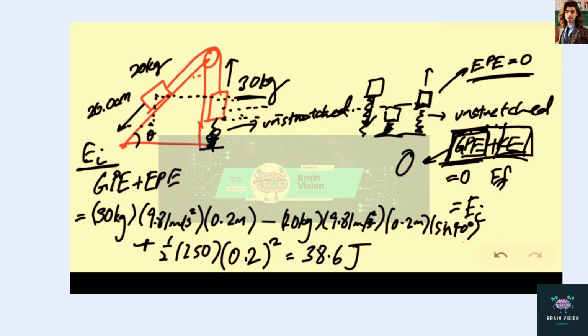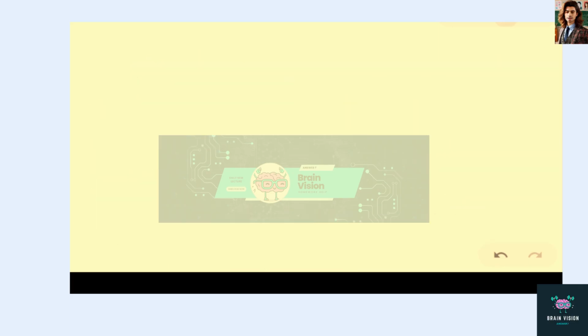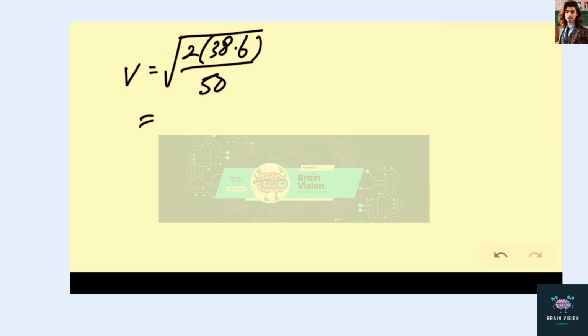Since we have previously set our gravitational potential energy at the reference point to be 0, this must be just equal to the kinetic energy that we have. This is half mv squared, and we can find that quite easily. We find the velocity by taking 2 times the kinetic energy divided by 50, taking the square root of this, and we should get about 1.24 meters per second.